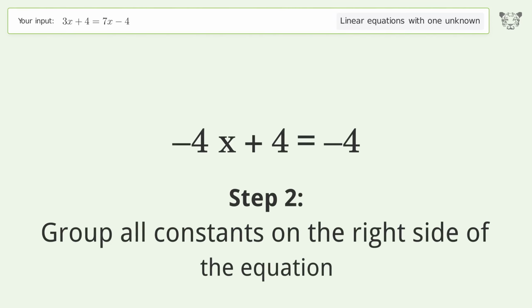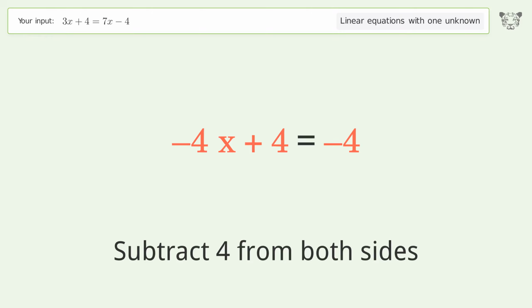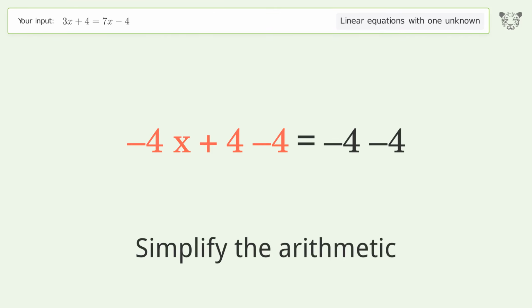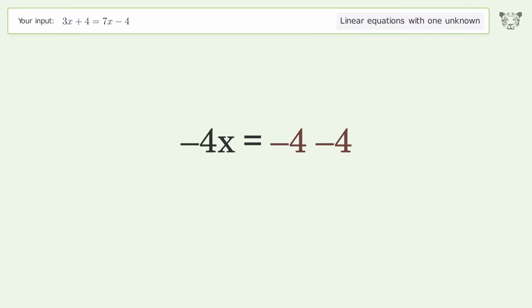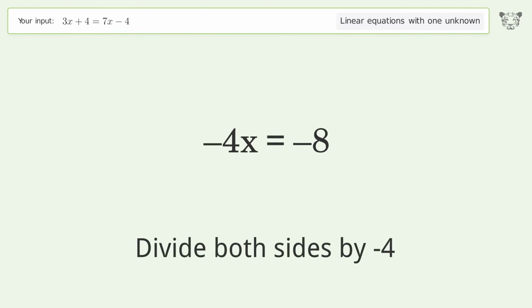Group all constants on the right side of the equation. Subtract 4 from both sides. Simplify the arithmetic. Isolate the y. Divide both sides by -4.